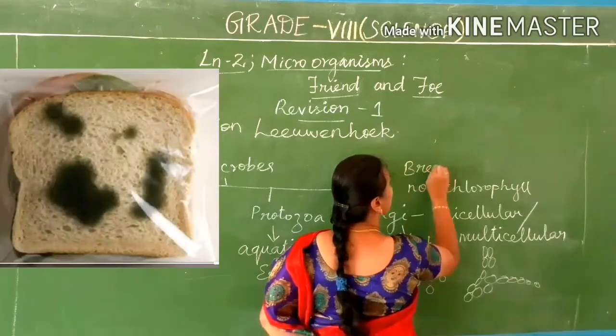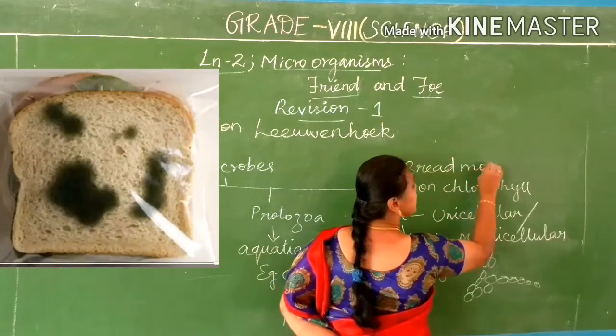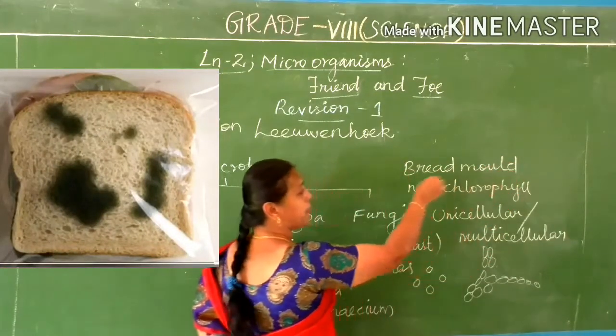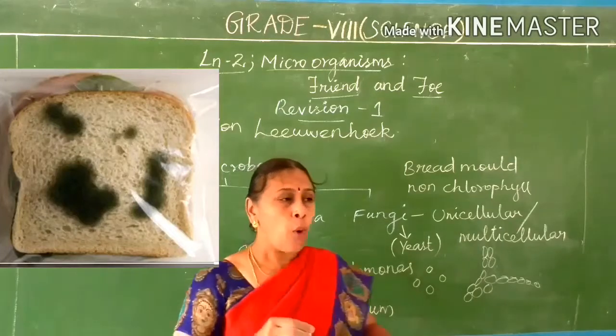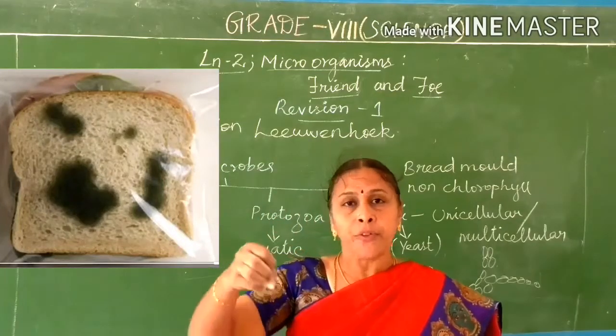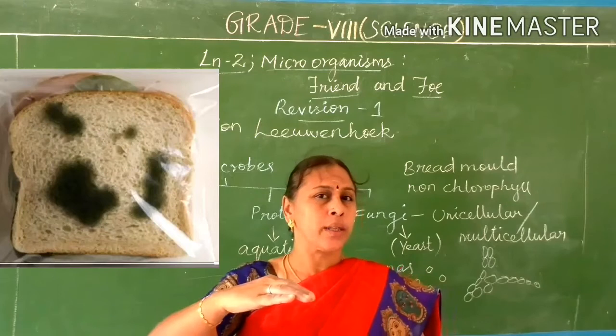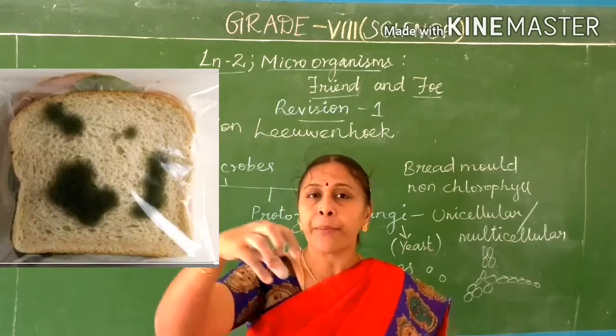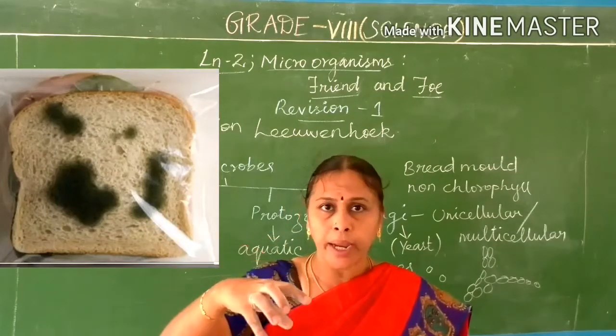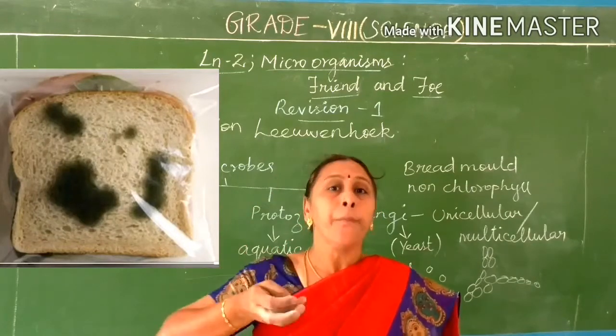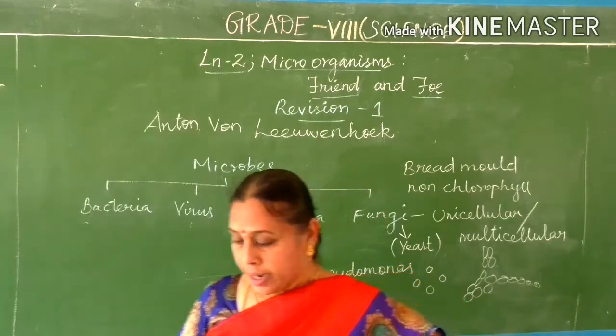Another example that you will easily come across in your daily life is bread mold. If you moisten the bread, that means if you wet the bread and keep it closed for 2 or 3 days, you can see fine green or black patches growing on the bread. That is called bread mold. Understand? Next one.